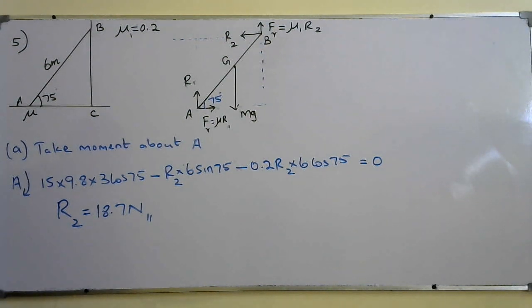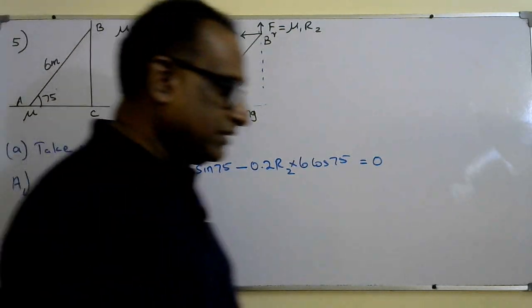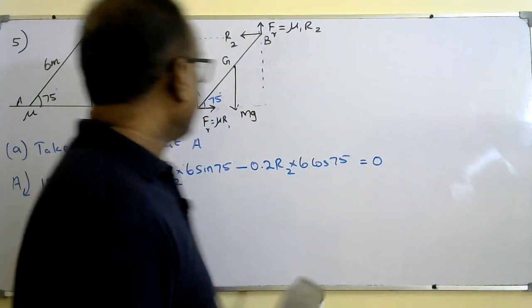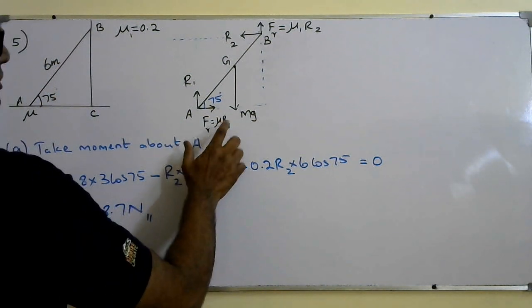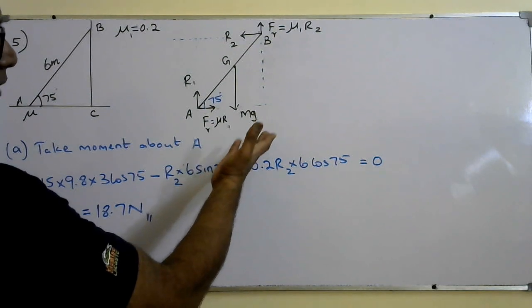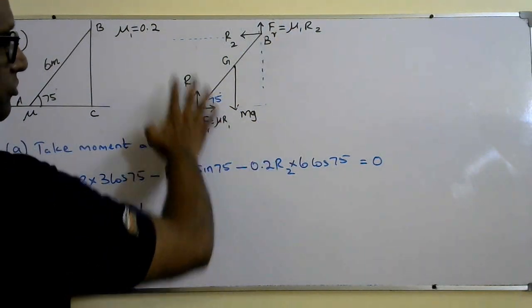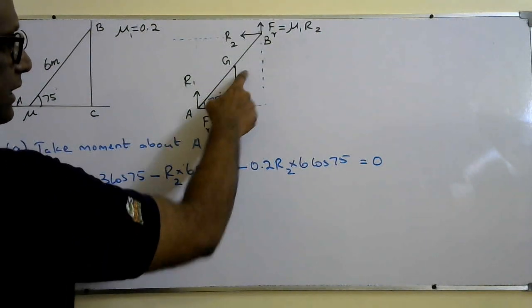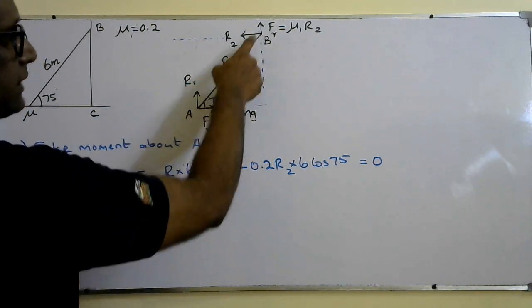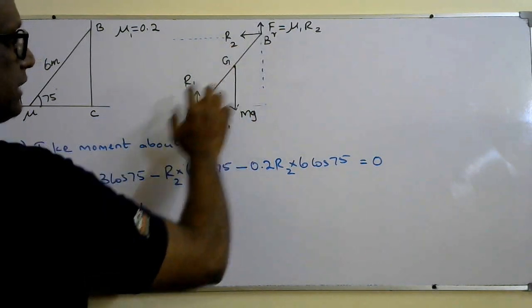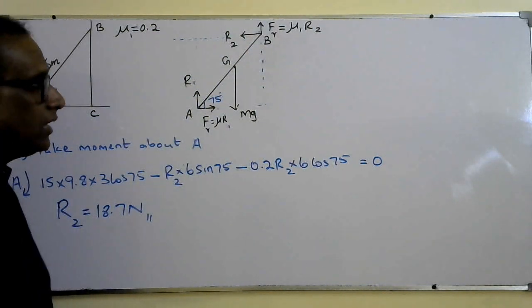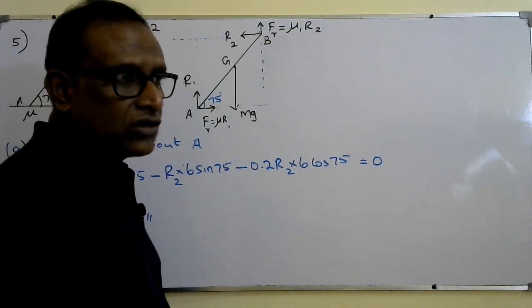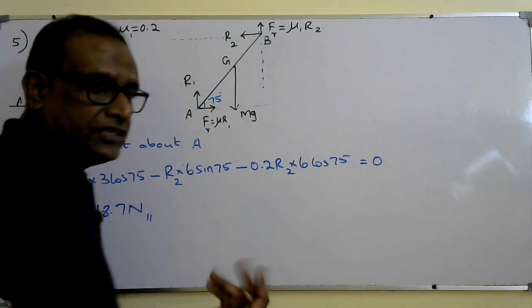Okay, second part. Find the value of mu. They ask you to find the mu value. Since it's at equilibrium, these are the total forces acting: the weight mg at the center, a friction and a normal reaction here, and a normal reaction and friction from the wall. So there are 5 forces acting on the rod AB. At equilibrium, when we resolve all these 5 forces in any direction, we should get 0.